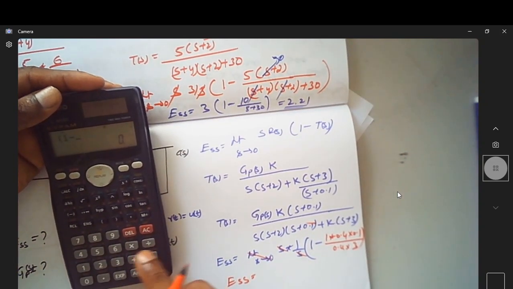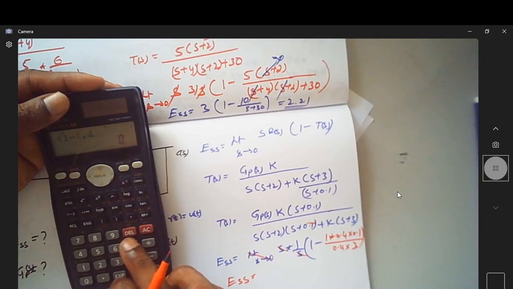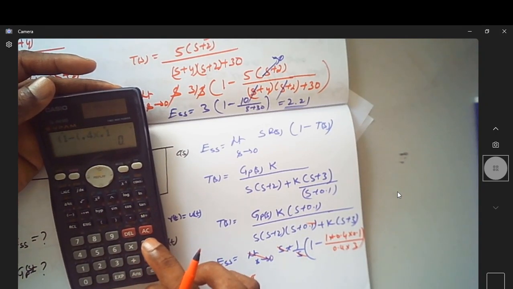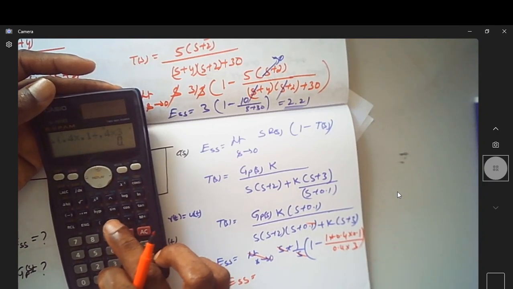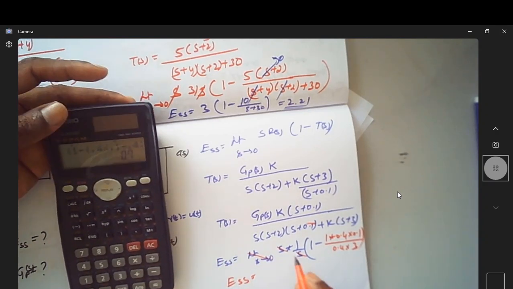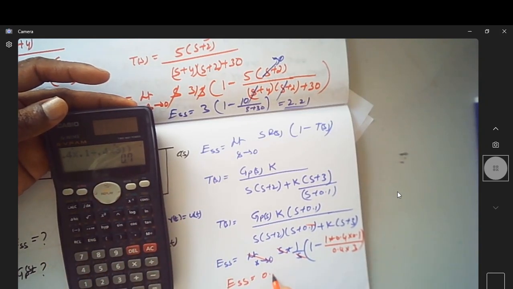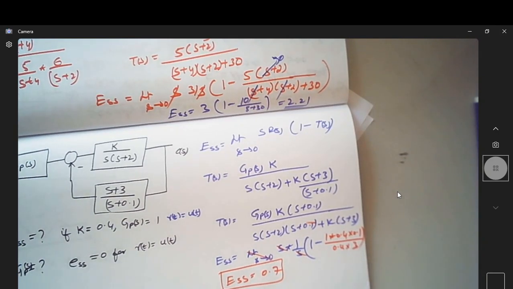1 minus 0.4 into 0.1 divided by 0.4 into 3. This happens to be 0.7. This is ESS, which is 0.7 for this particular problem.